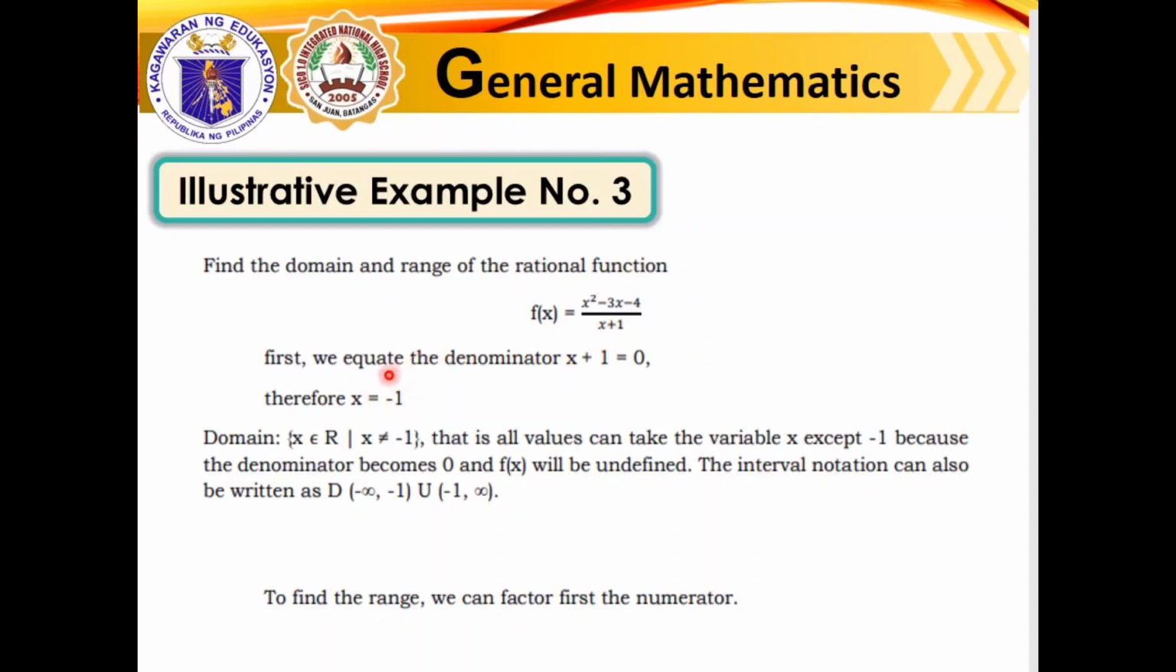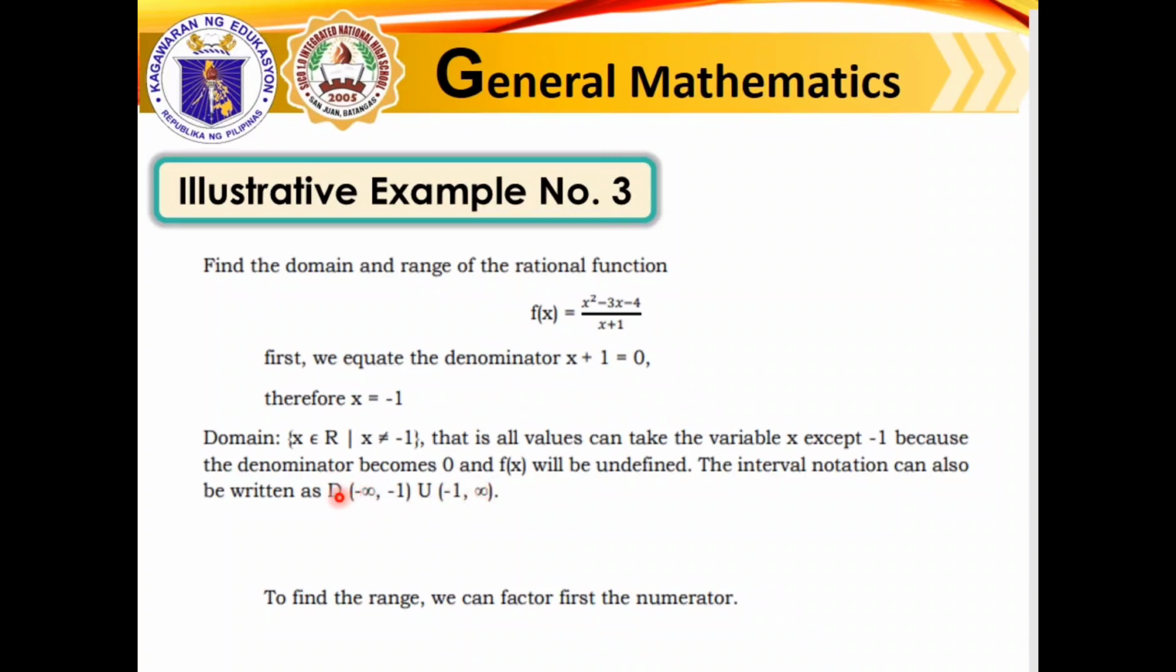So the domain is x are all elements of real numbers such that x is not equal to negative 1. That is, all values can be taken by the variable x except negative 1 because the denominator becomes 0 and the function of x will be undefined. So this will be the interval notation. The domain is from negative infinity to negative 1 union with negative 1 to positive infinity. In short, we can take all the values of x except negative 1 for our domain.